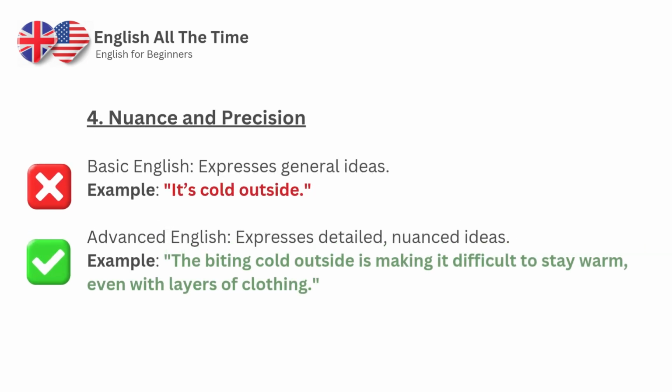4. Nuance and precision. Basic English expresses general ideas. Example: It's cold outside. Advanced English expresses detailed, nuanced ideas. Example: The biting cold outside is making it difficult to stay warm, even with layers of clothing.